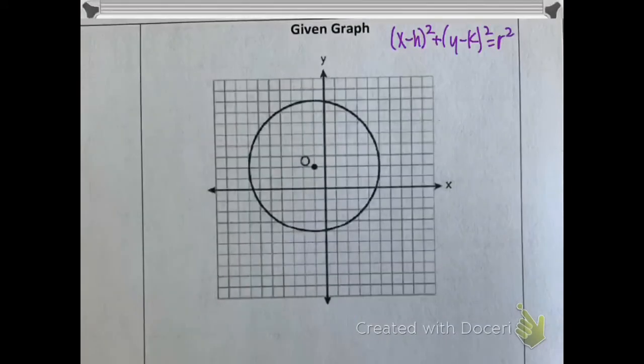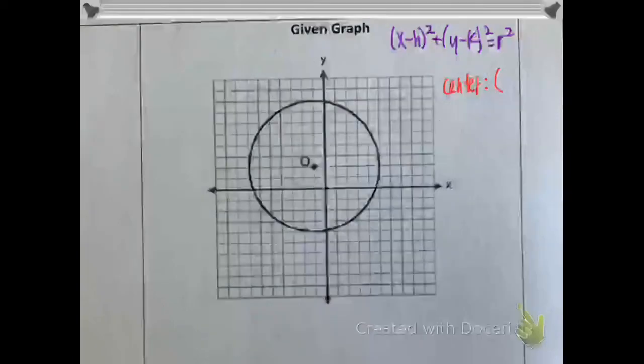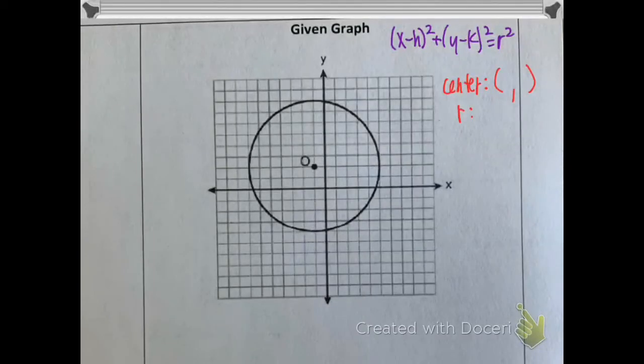For this next one, we're given the graph and we have to write the equation. So there's two things we need. We need the center and then we need the radius. So the center, how do I write this point as an ordered pair? From the origin, I go 1 to the left, so that would be -1, and then I go up 2, so +2.